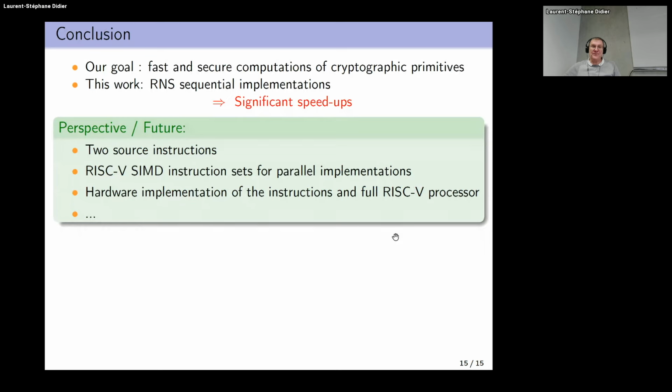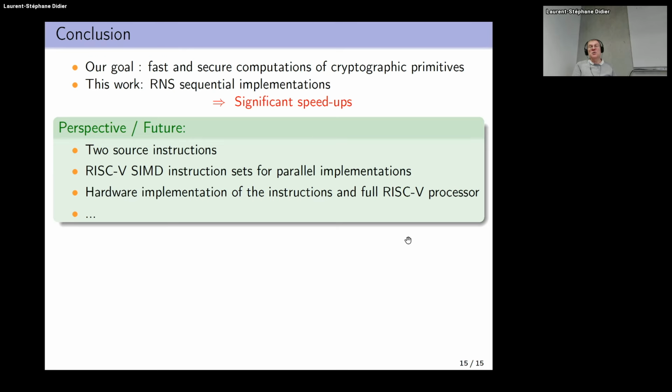So, as a conclusion, our goal was to design and check how we can develop and implement fast and secure computations of cryptographic primitives. The first step is the RNS sequential implementations, and with our custom instructions we can see significant speedups, and so we confirm the interest of specific word size modular operation instructions in the context of the RISC-V processor, because it was the target of our simulations.